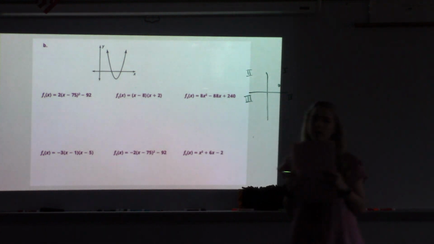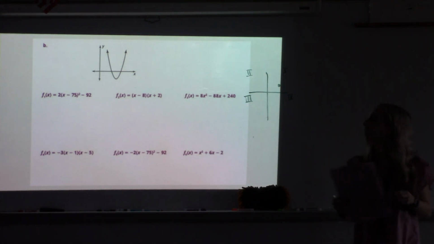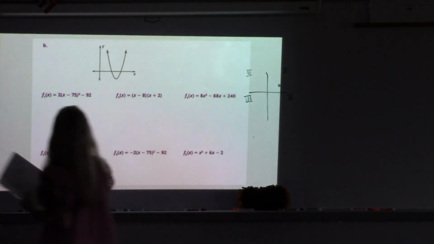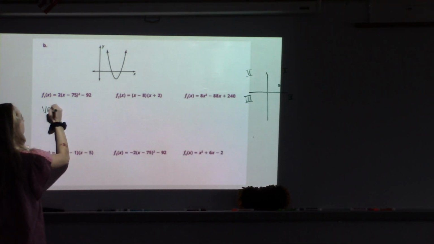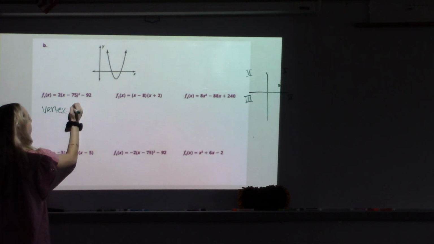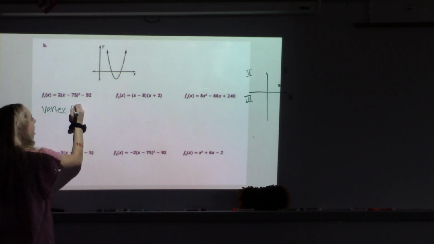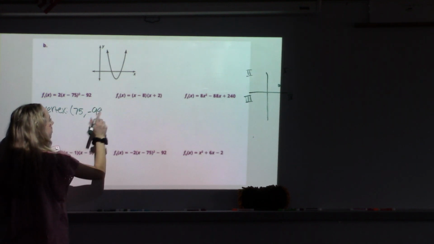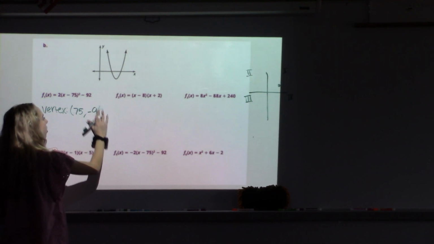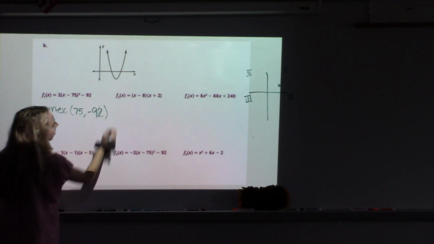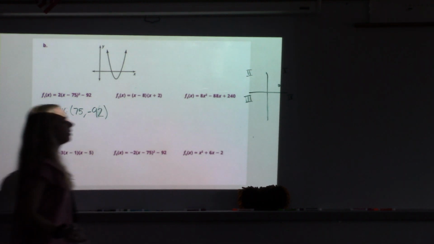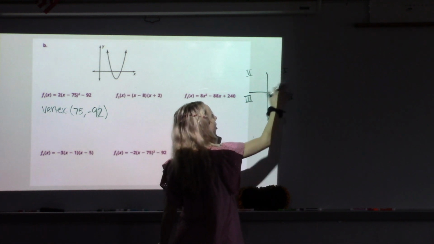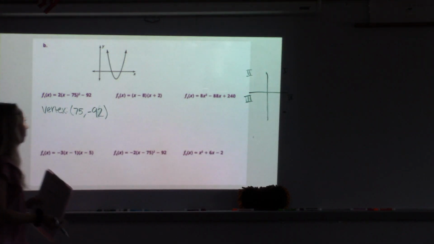What form is that written in? Vertex. Okay, so what would the vertex be? The coordinates. Okay, so that would be a positive 75 and a negative 92. So what quadrant would that fall in? 4. Okay, so that would give us a positive x and then a negative y. Yep, so that would fall somewhere in that fourth quadrant.